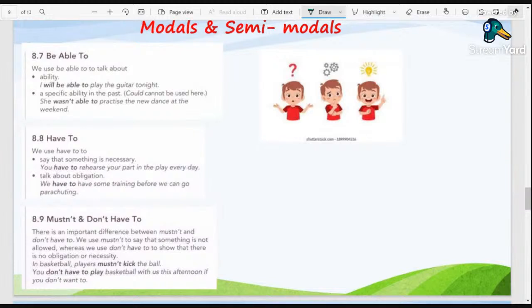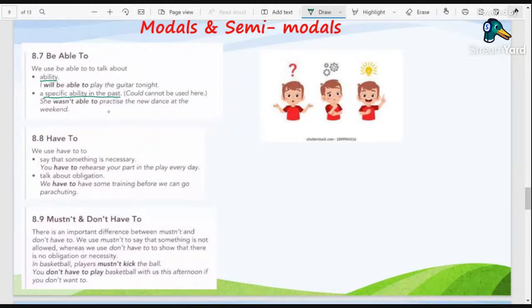Be able to. We use be able to talk about ability. I would be able to play football tomorrow contohnya. I will be able to play the guitar tonight. Okay, a specific ability in the past. Maksudnya something yang kau boleh buat dulu tapi tak boleh buat lagi sekarang.